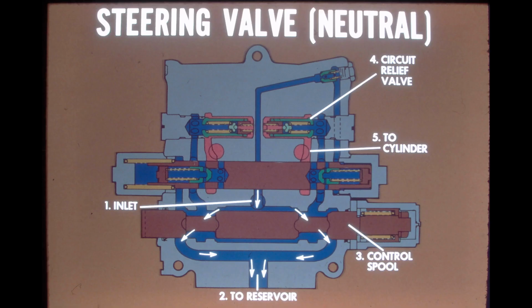Let's take a look at the inside of the steering valve to see how it works. This drawing has been changed somewhat to simplify the illustration. Oil from the pump enters the valve at the center of the control spool. The oil will flow around the spool and out the return passage back to the reservoir. The oil flow between the pump and steering cylinders is blocked by the circuit relief valves.